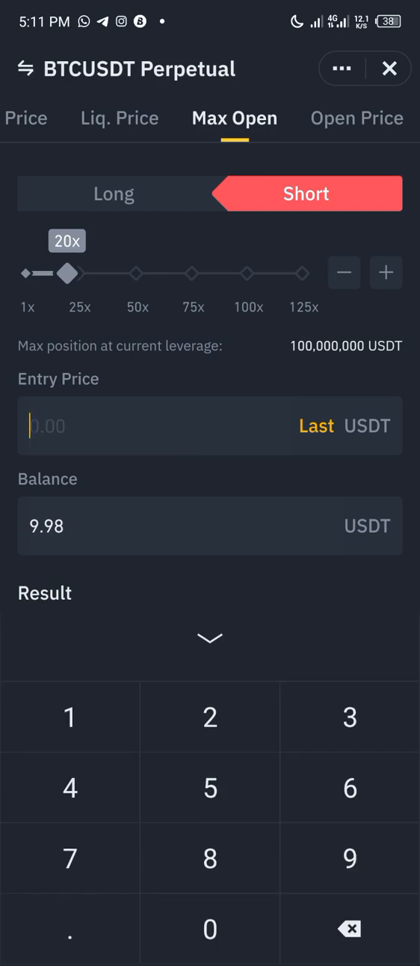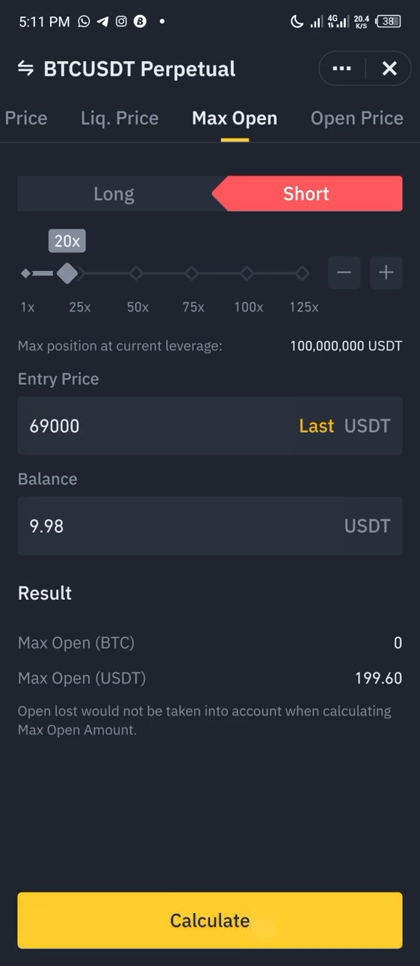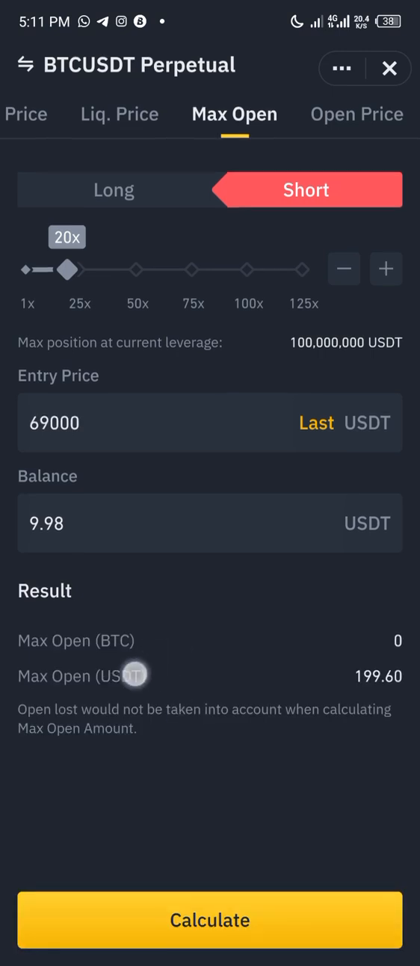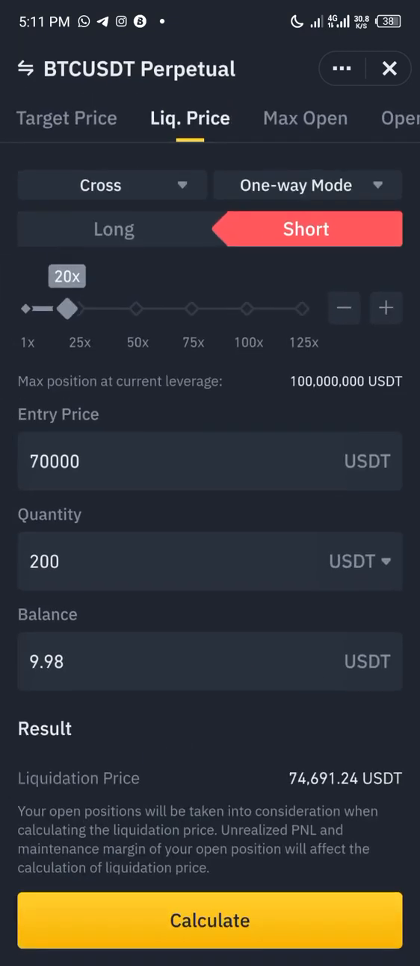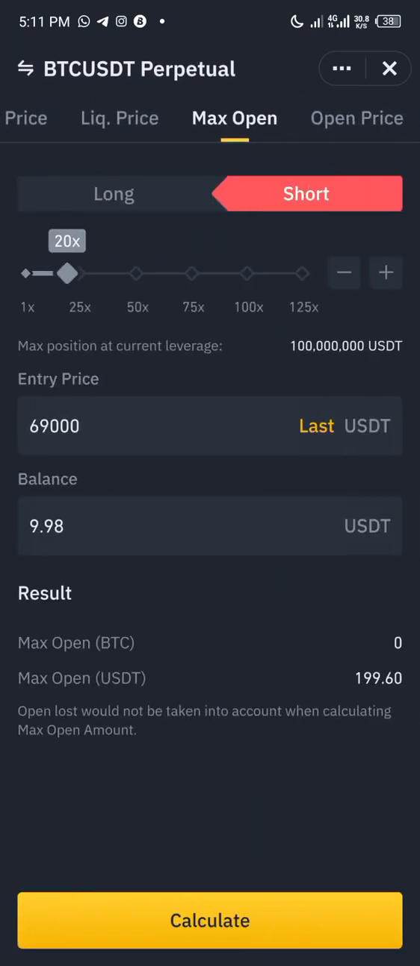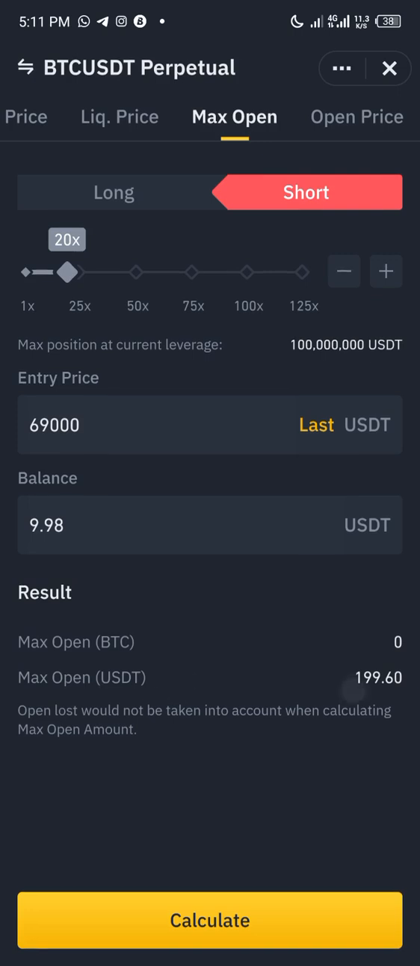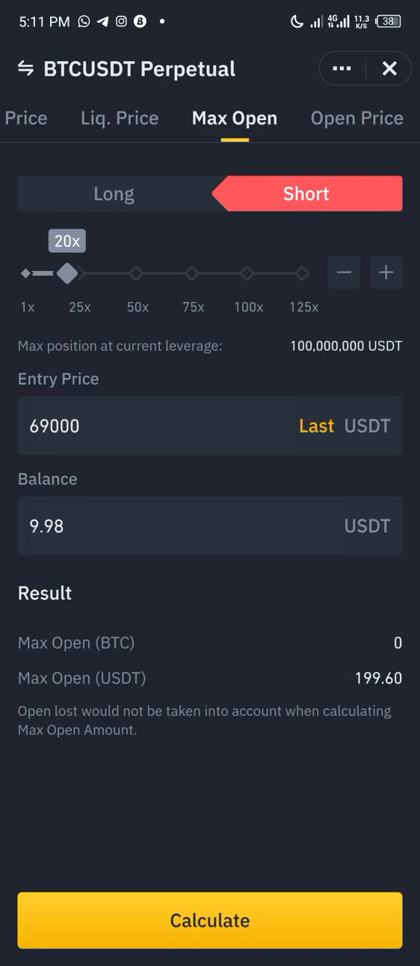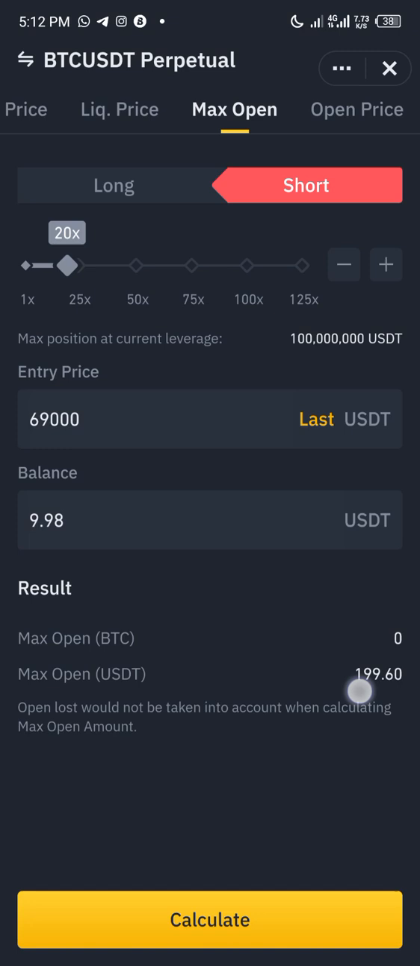Let's say when Bitcoin is $69,000, then I'll click on calculate. So this is the max open amount USDT. Sorry, let me go back here. This is the max open amount for me, which is 199.6 USDT. This is calculated based on the equivalent of the amount I have in my balance, because I have approximately $10 in my account. So using this 20x leverage, this is the maximum amount I can use to trade.